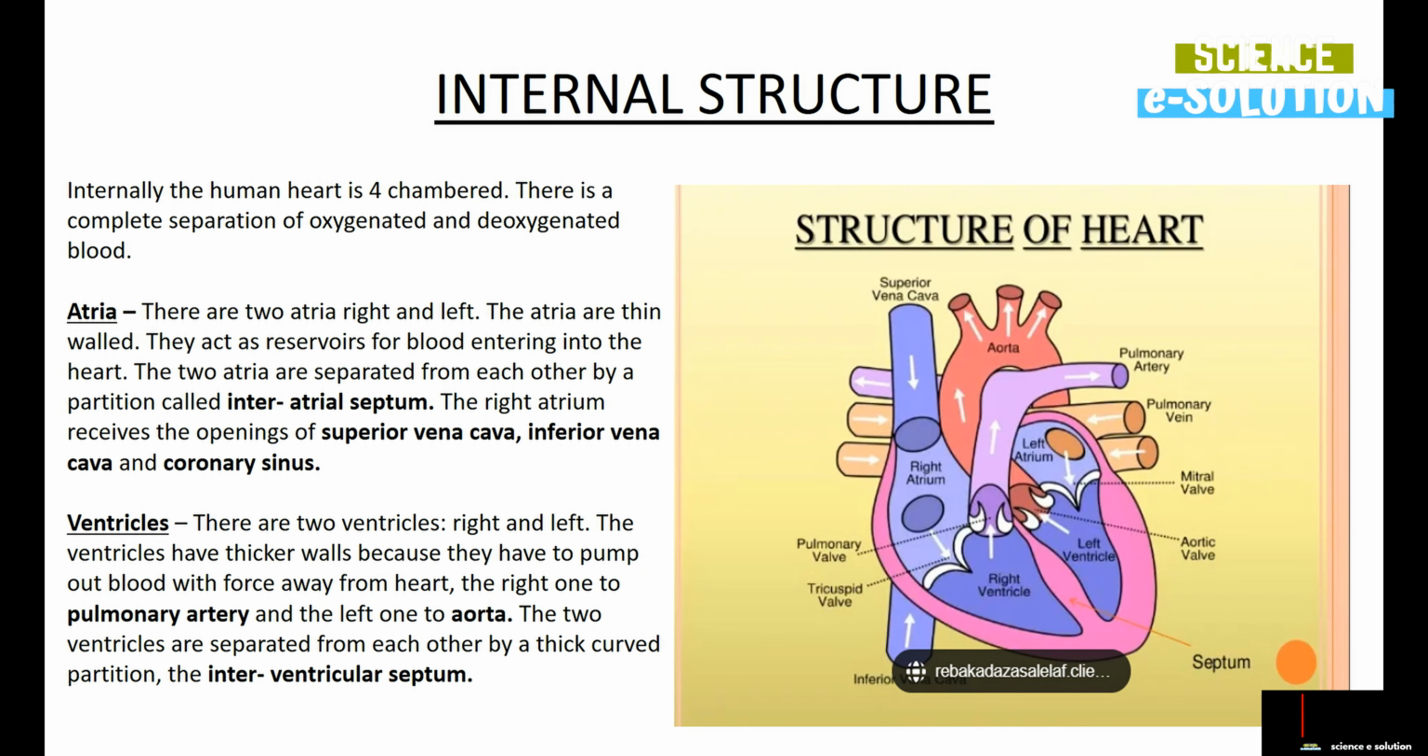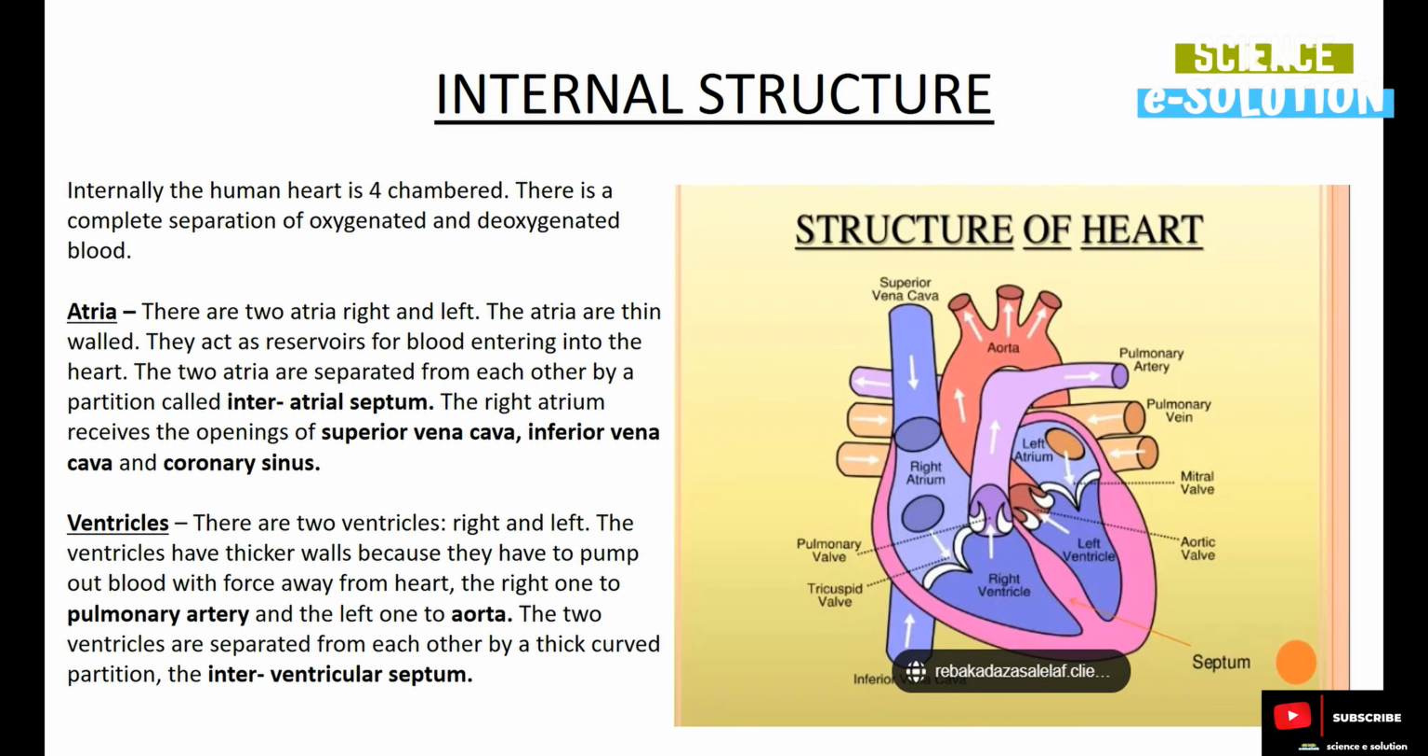Look at the internal structure of the heart. The diagram speaks very clearly that internally the heart is four-chambered: right atrium, left atrium, right ventricle and the left ventricle. And there is a complete separation of oxygenated and deoxygenated blood. Atria: there are two atria, right and left, and they are thin-walled, as you can see in the picture. They act as the reservoirs for the blood entering into the heart.